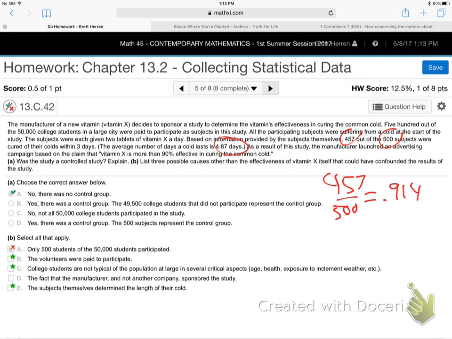All right, let's answer some questions. Question A, choose the correct answer below. What was the question? Oh, was the study controlled? Oh, yeah. So we've got to go into a whole new area now. To answer these questions, we're going to talk about clinical studies. All right, let's do it. Let's go to a fresh page and talk about clinical studies.